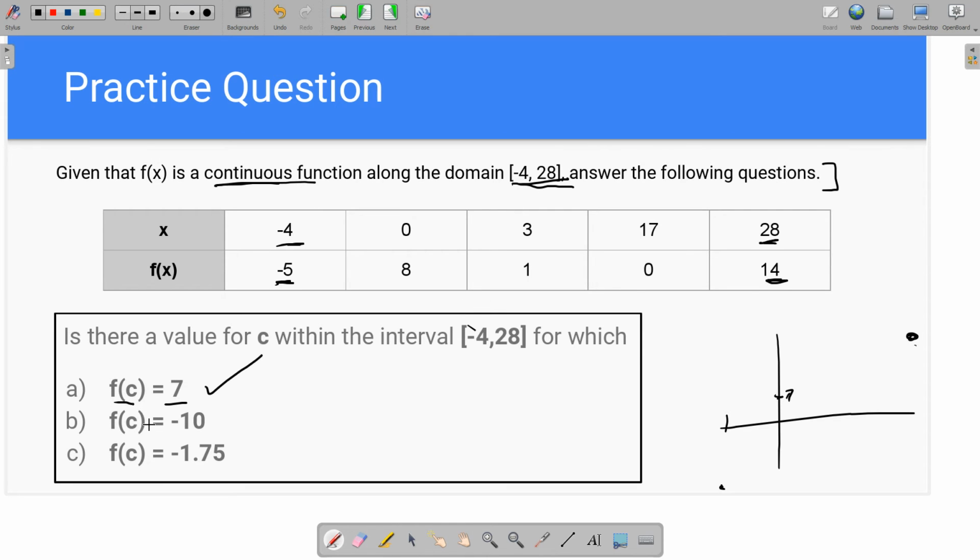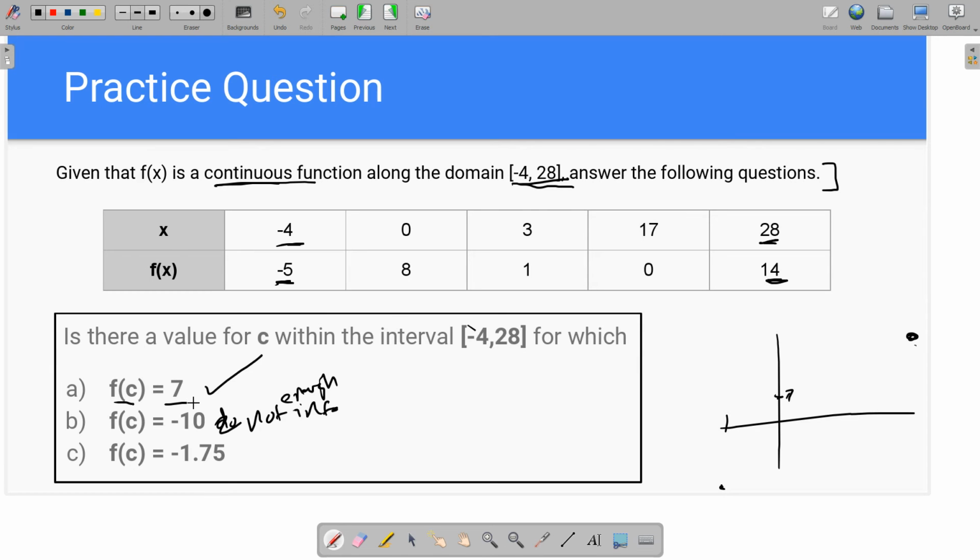Okay, is there some f of c value that will give -10? So if I look here, I don't see anything lower than -5. So -5 is the lowest I actually get in this table. So I actually don't know. There's not enough information. No, not enough info is the best way to answer that question.